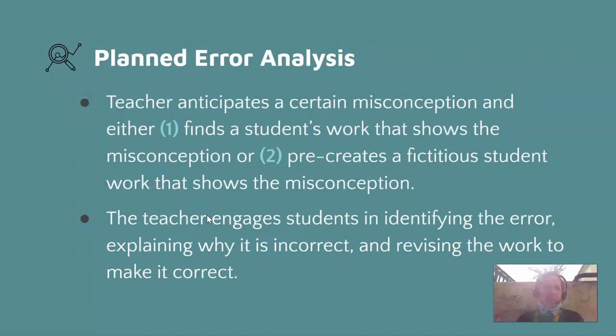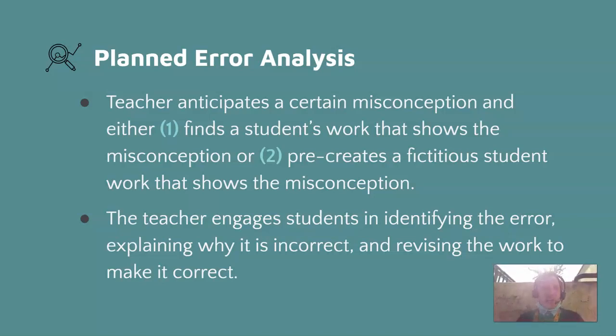Another strategy for just-in-time interventions is a planned error analysis. Okay, this is when teachers anticipate certain misconceptions to either one, find a student's work that shows that misconception. So we're ready as we're going around class or looking at student work in our virtual classes to know what we're looking for, which misconceptions we're looking for, and to pull that out. Or we might even create that student work ahead of time and create a fictitious student work that shows that misconception because we know students are going to grapple with that. And so we have something ready to show.